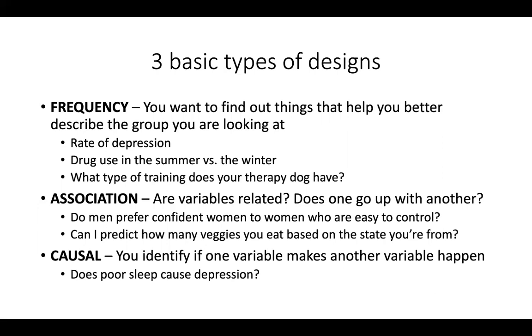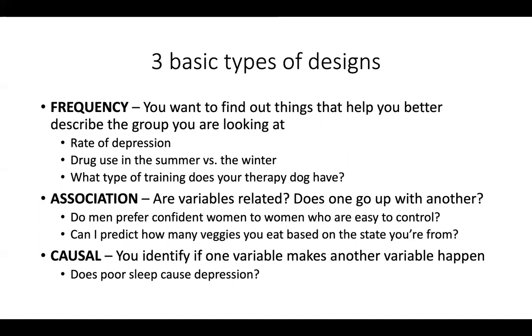People's drug use in the summer versus the winter. That again is a frequency design. You're trying to figure out what does this look like in the summer and what does it look like in the winter, so that you have an observation that describes the drug use frequency. Or what kind of training do people's therapy dogs have? Again, observations, you're just collecting information. You're not changing anything in the study.